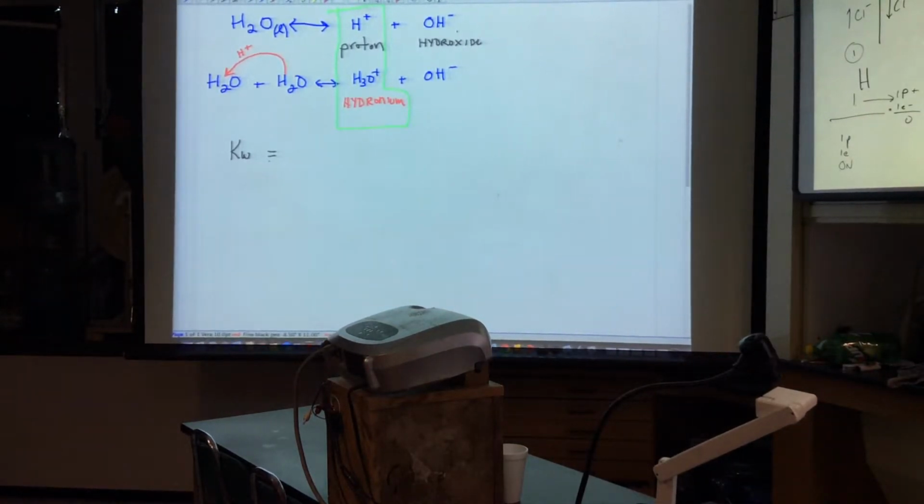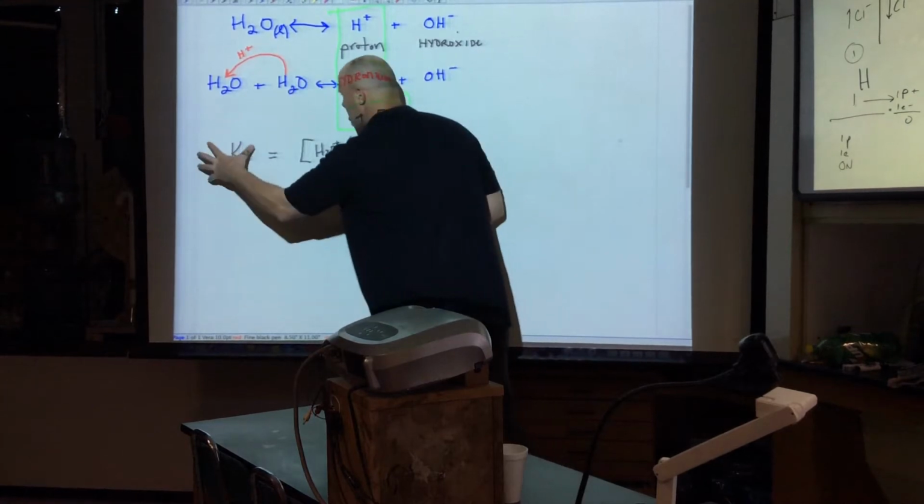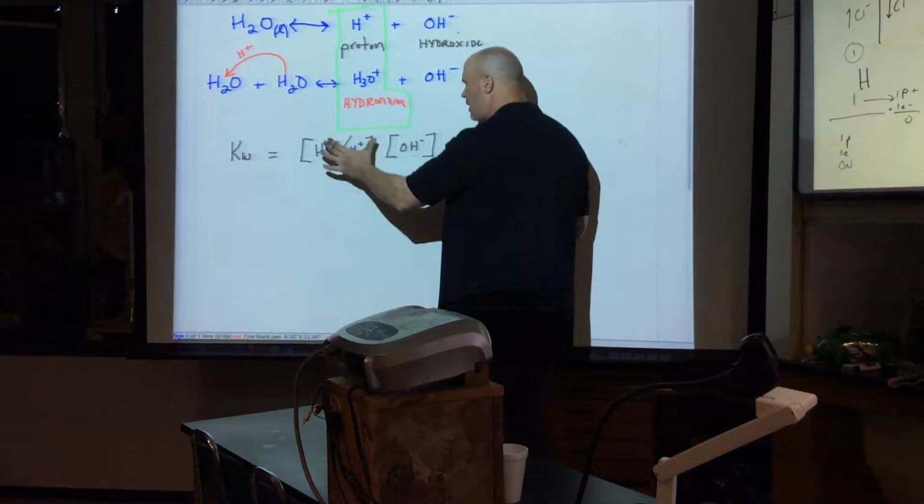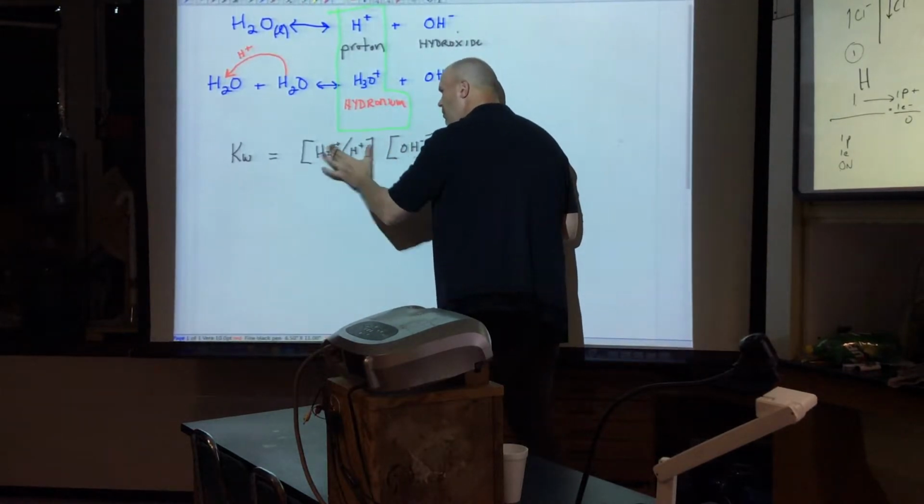So, KW for water, for this reaction, is going to be equal, believe it or not, to the H3O plus or the H plus. They're synonymous. They're measured the same. Whether you have one or the other, it means the same, times OH minus. Now this is a very, very important equality. There's a constant at a certain temperature that never changes that gives me some number of these two values.